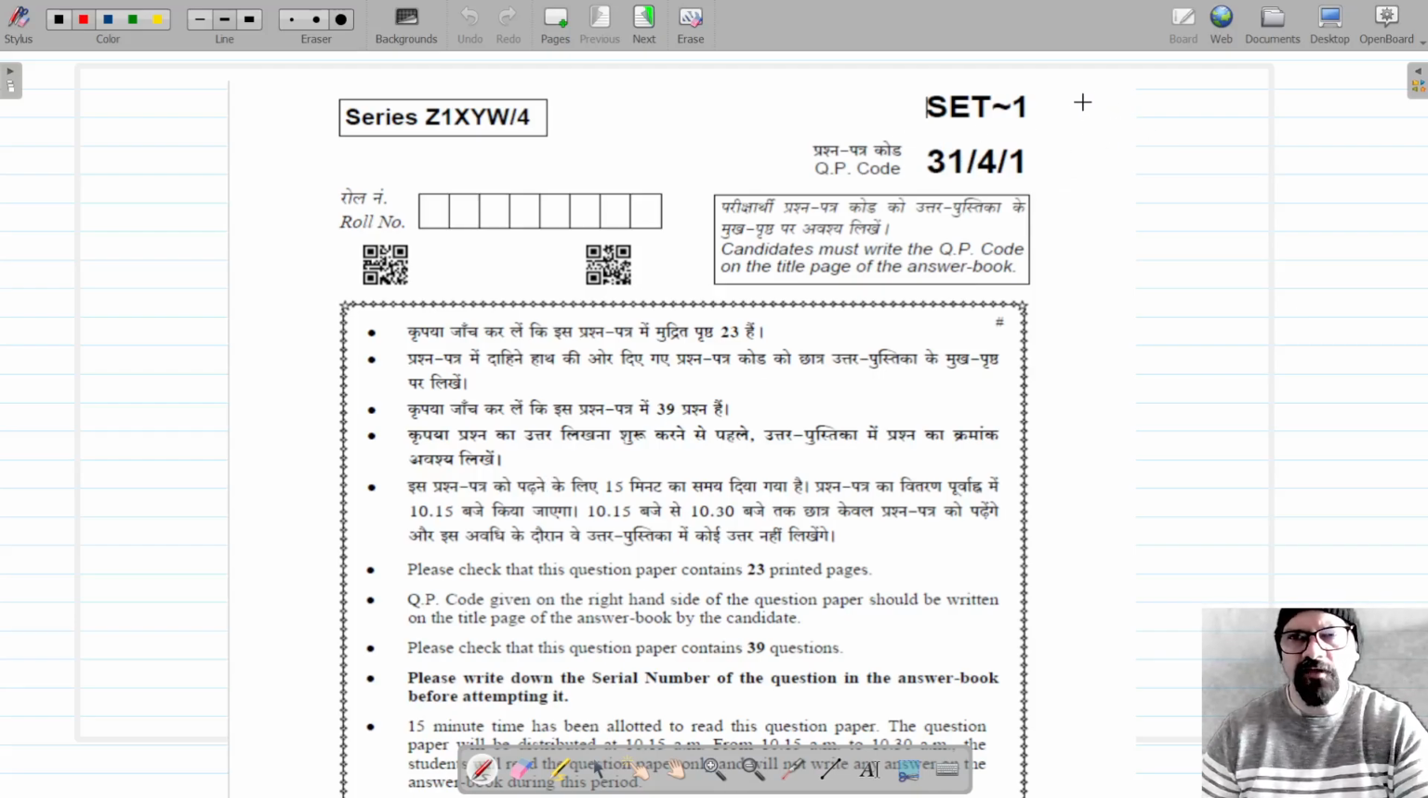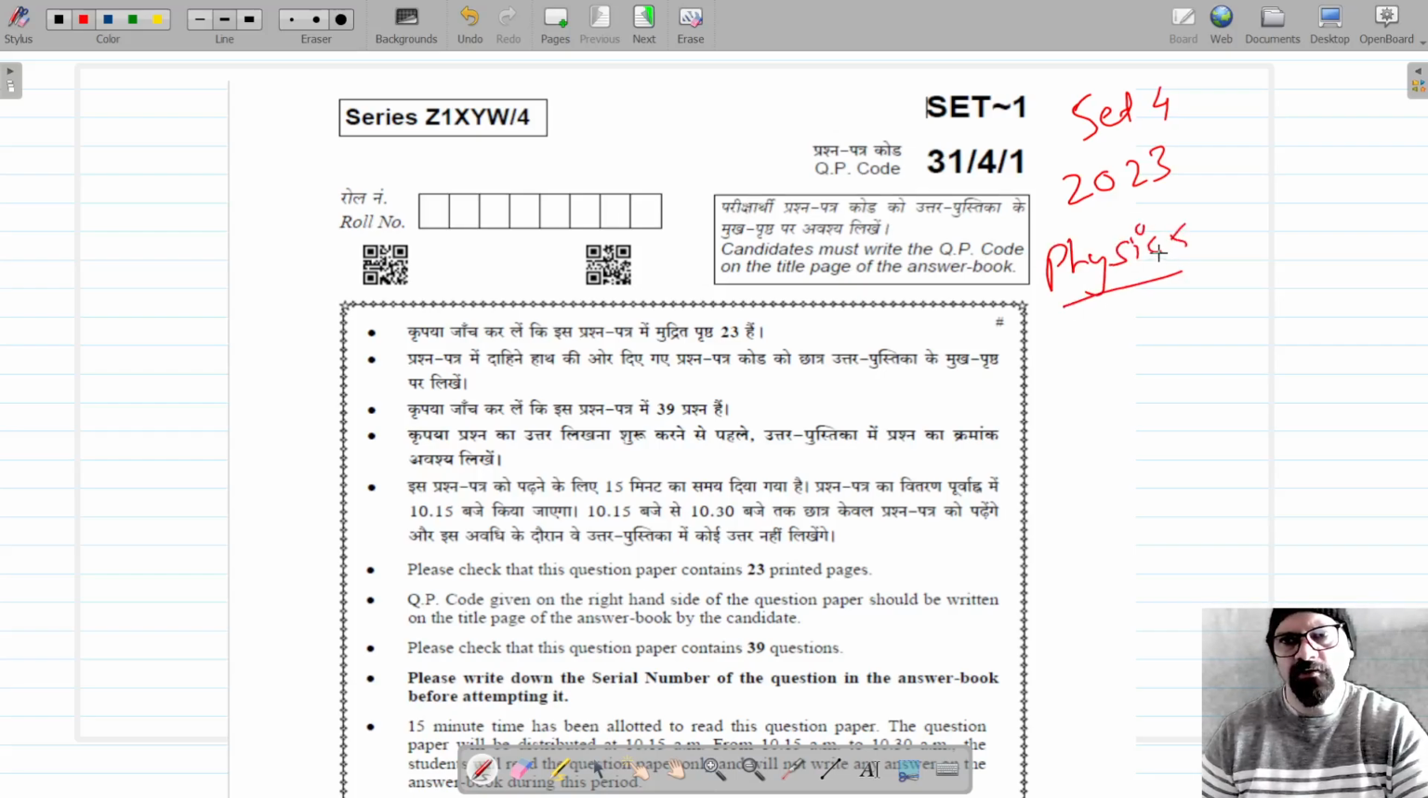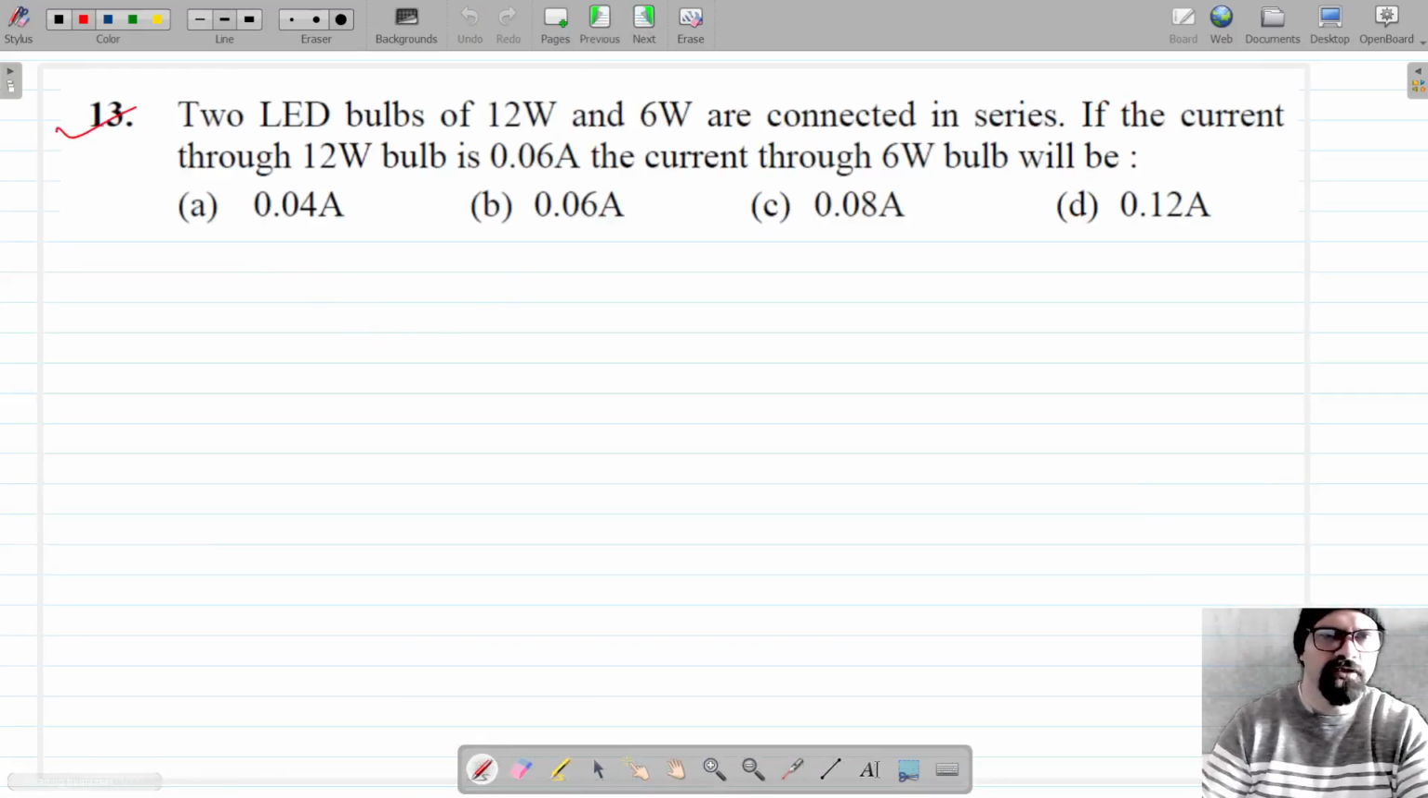ये है set 4 of 2023. So we are going to solve only the physics section. So I have collected all the questions of the physics. इसमें से physics 8 questions हैं. The first question is the question number 13.